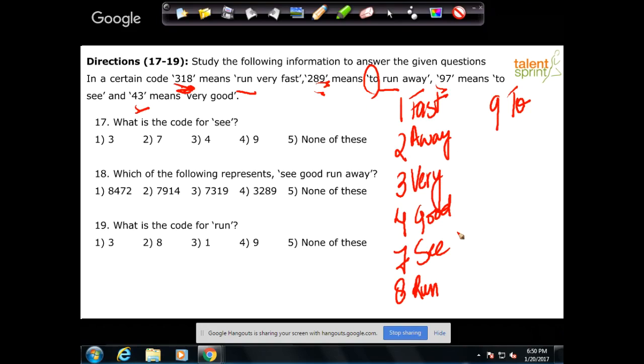I can see all of you have actually started answering the questions, which is fabulous. So 17th, you all say the answer is 2. Yes, 7 is 2. We can easily read it from our codes. Then let us say see, good, run, away. So the combination should include 7, good is 4, run is 8, and away is 2. It should include 4, 7, 8, 2, which is 18th, part 1. And 19th, what is the code for run? Easy, given. Something that we found right in the first place stands for 8.